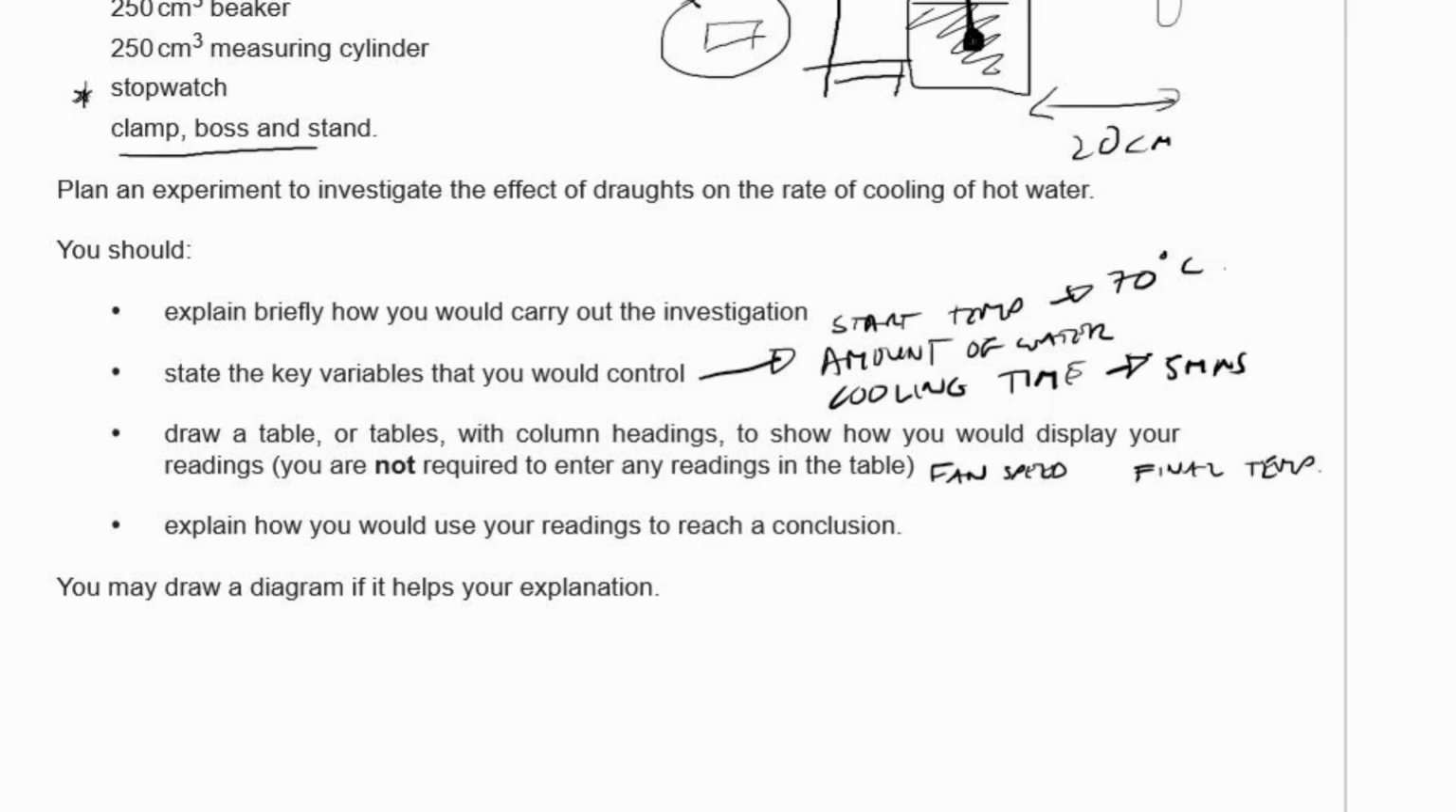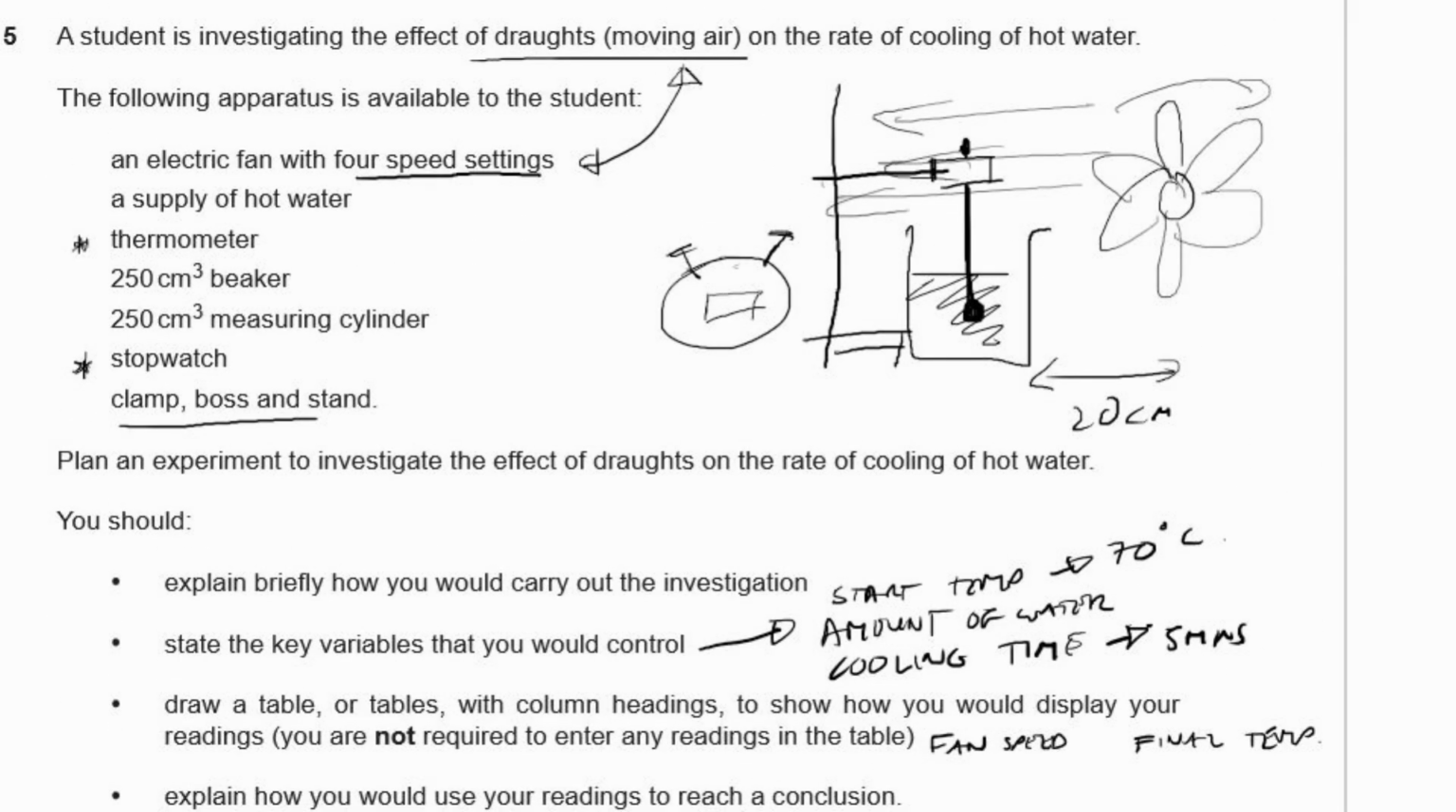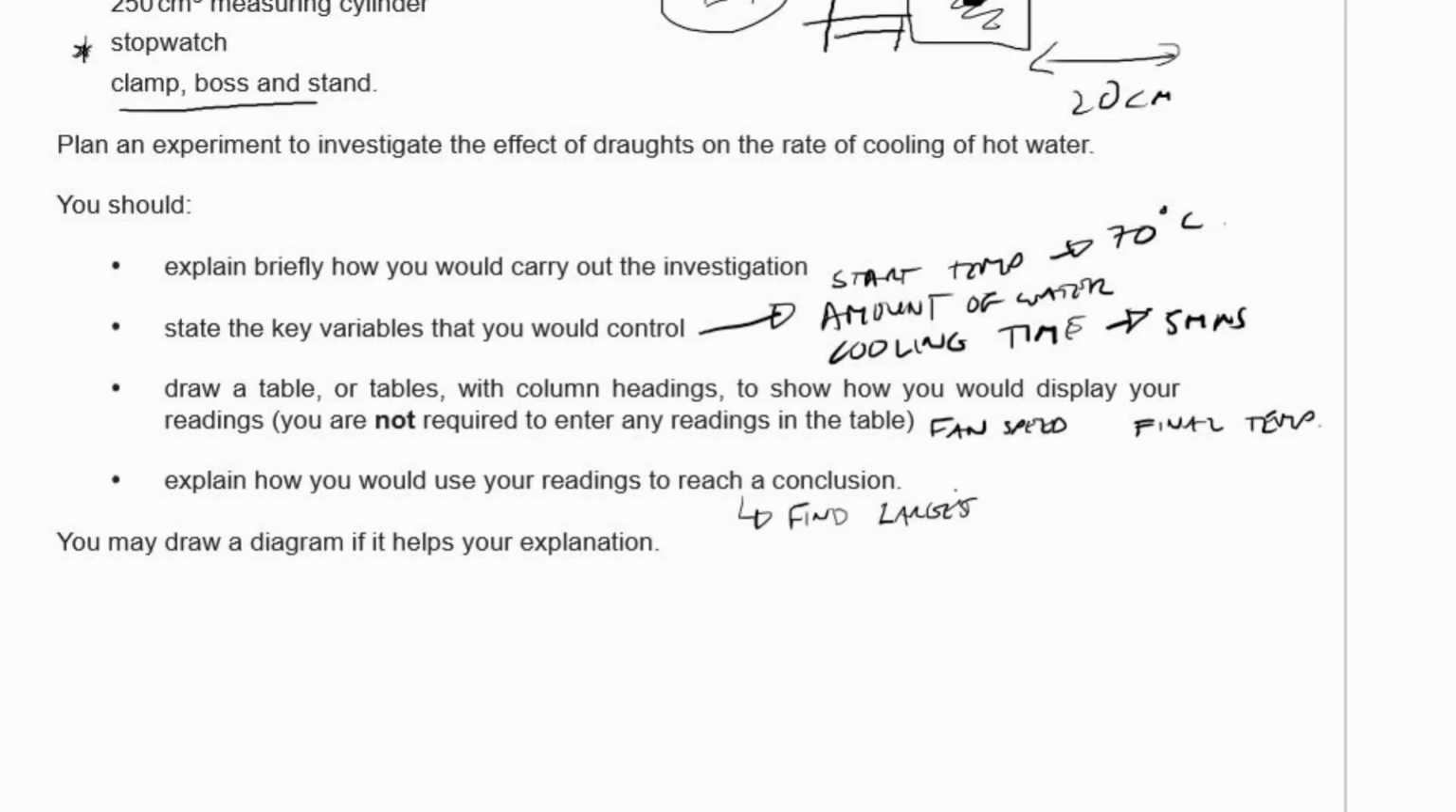The final temperature, because the 5 minutes is encoded into the plan. Now state how you would use your readings to reach a conclusion. Find the largest temperature difference, I guess. See what's actually identifying here. Looking at the cooling of water, so find the largest temperature difference. This is the most effective form of cooling.